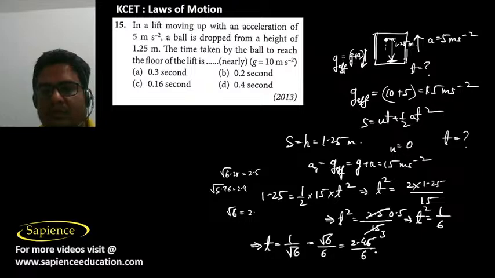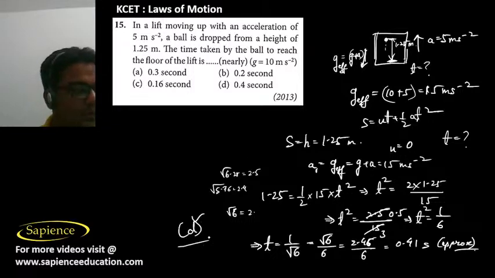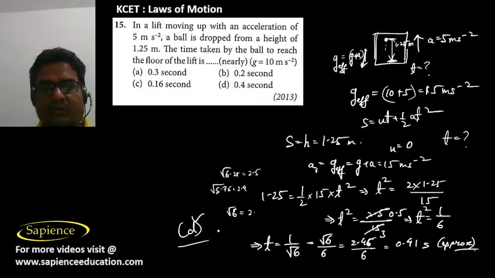2.46 we can tell approx, divided by 6. So that is 0.4. 6 4s are 24, and 0.41 second approx. So option D is the correct answer. 0.41 second is the approximate value of the time which is taken by the ball to reach the floor of the lift.